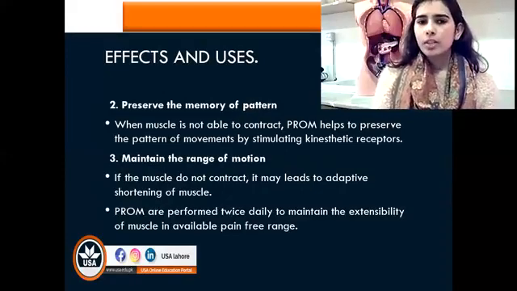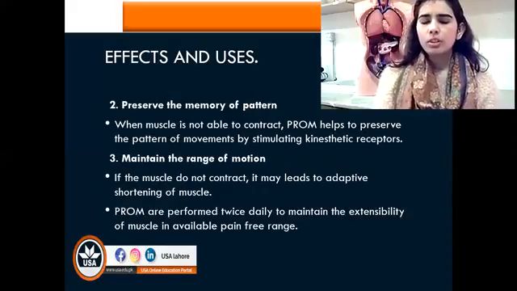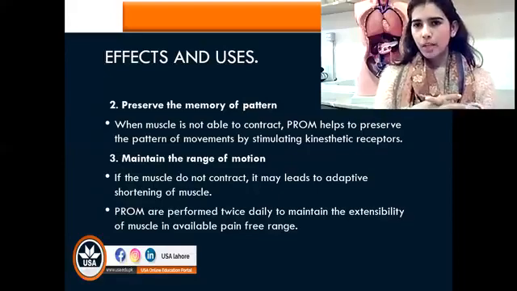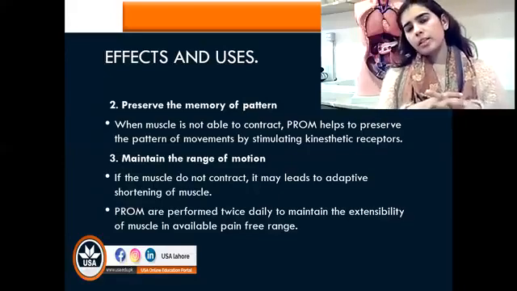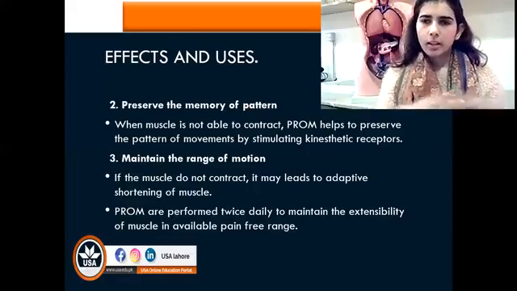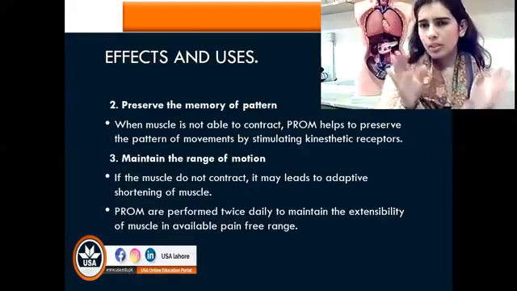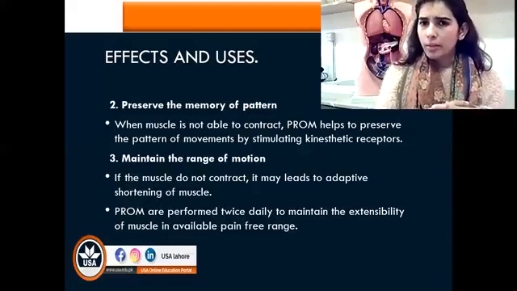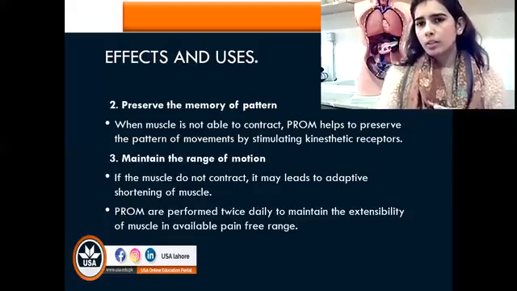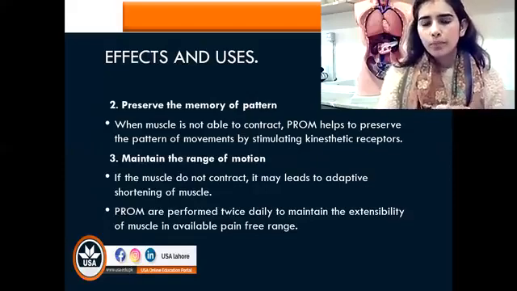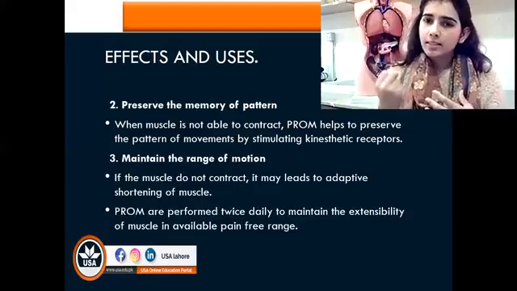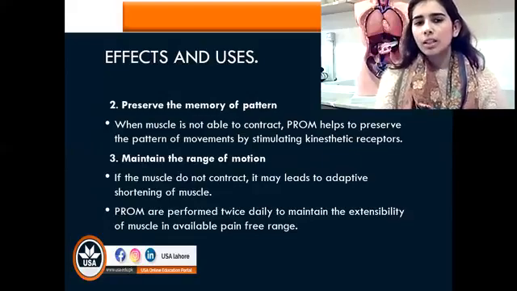Then comes maintaining the range of the movement. How can we maintain the range of the movement? If the muscle does not contract, it may lead to adaptive shortening of the muscle. How? Let's say a person has been keeping his elbow immobilized, then the biceps are going to stay in an elongated position while the triceps are going to stay contracted for a very long time, which will ultimately result in shortening of that muscle and adhesion formation in the muscles. So passive range of motion is provided twice daily in order to maintain the extensibility of those muscles in the available and pain-free range.